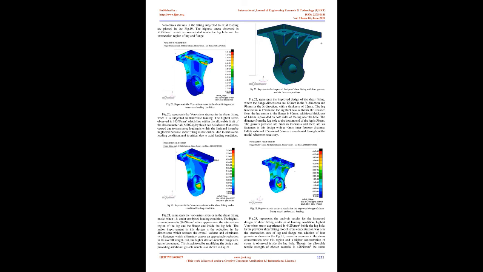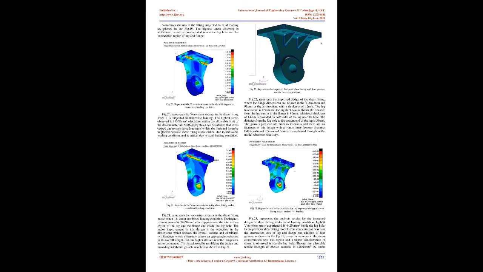Fig. 21 represents the von Mises stresses in the shear fitting model when it is under combined loading condition. The highest stress observed is 594 N/mm2, which appears near the intersection region of the lug and the flange and inside the lug hole. The major improvement in this design is the reduction in the dimensions, which reduces the overall volume and eliminates two fasteners, which ultimately causes an appreciable reduction in the overall weight. But, the higher stresses near the flange area has to be reduced.